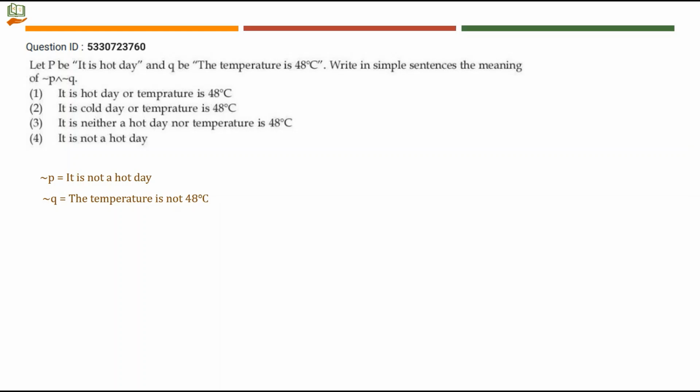We have to search for these two statements now. It is a hot day is just P. Temperature is 48 degrees is just Q. We know this conjunction symbol is for and, and the disjunction symbol is for or. So they have given or. Or means this symbol, but they are asking for negation of P and negation of Q.